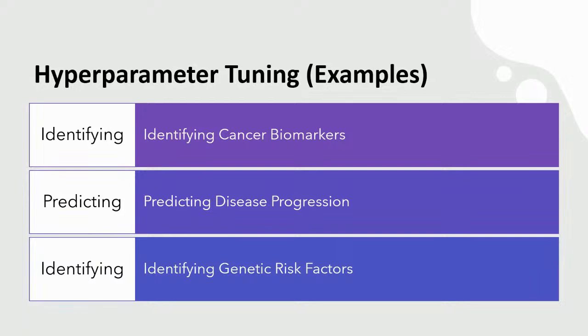Hyperparameter tuning can be used to identify the most relevant genetic factor for predicting the likelihood of developing certain diseases. The model is trained on labeled data of patient outcomes and can then be used to identify the most important genetic factor for disease. Hyperparameters such as regularization, number of hidden layers, and activation functions can be optimized to improve the model performance. This can help healthcare providers develop personalized treatment plans based on a patient's genetic risk factor.